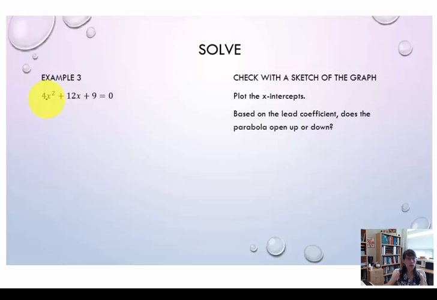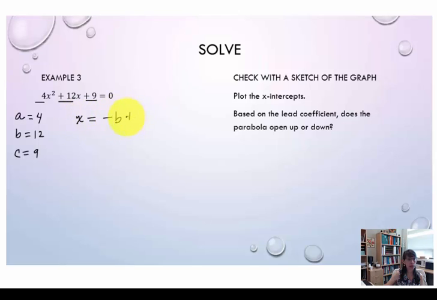For example 3, you can see we have 4x squared plus 12x plus 9 equals 0. Everything is in the proper order and equal to 0. So we can identify our values of a, b, and c from the quadratic equation. A is positive 4, b is positive 12, and c is positive 9. We'll start by writing the quadratic formula.